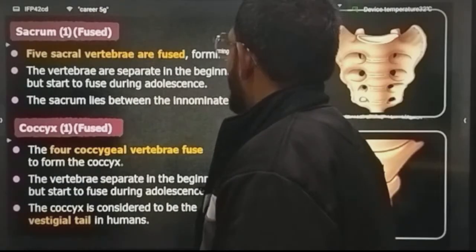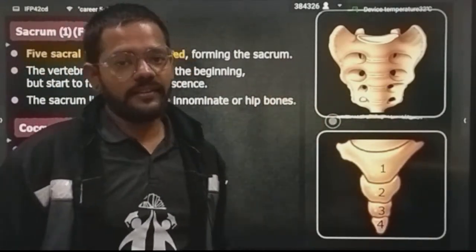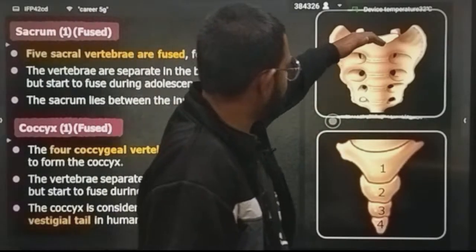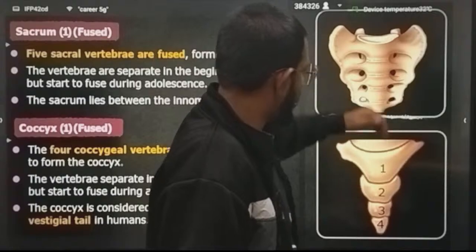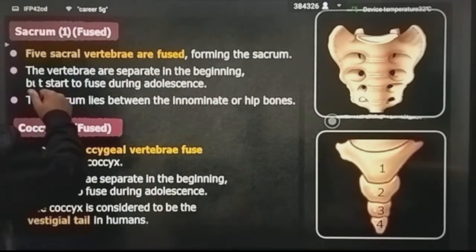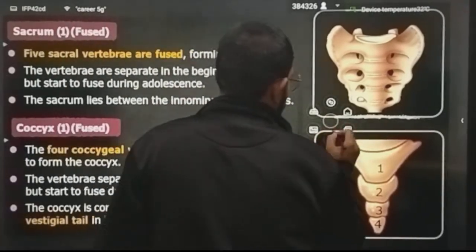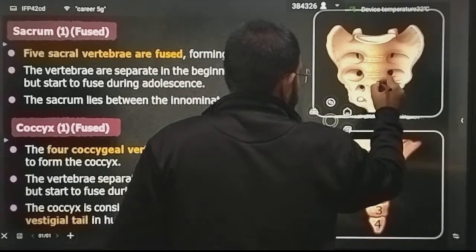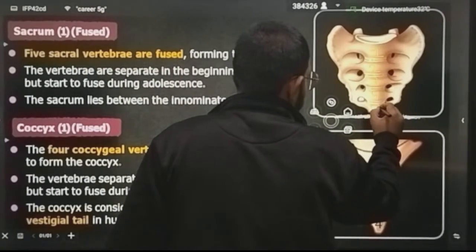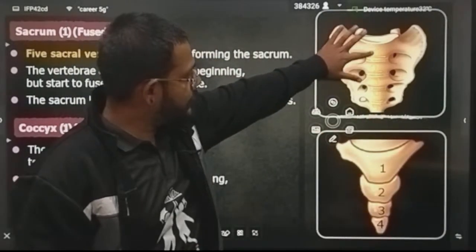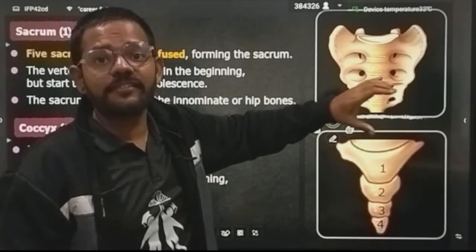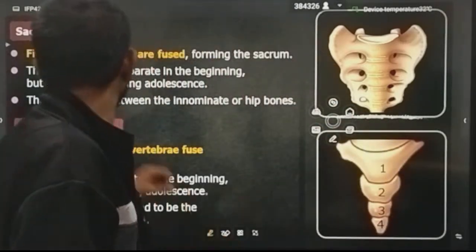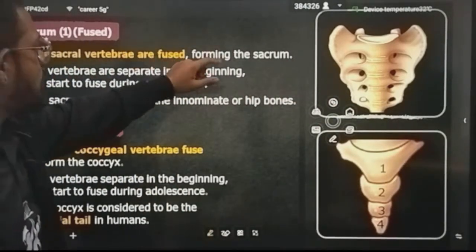Okay, next, sacrum. ये fuse है. That's why we put it in bracket 1. But it is 5 in number. 1, 2, 3, 4, 5. You can see here. Where is my marker? 1, 2, 3, 4, 5. But fused, a single bone. They are coming together and forming a single bone. So 5 sacral vertebrae are fused, forming the sacrum.